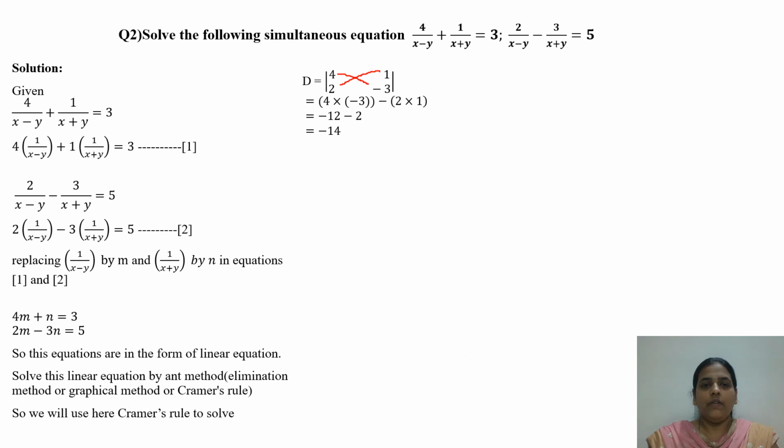Next we want to calculate the value of dm here. Instead of dx we want to put here dm, because the variable terms in the given equations are what? m and n.